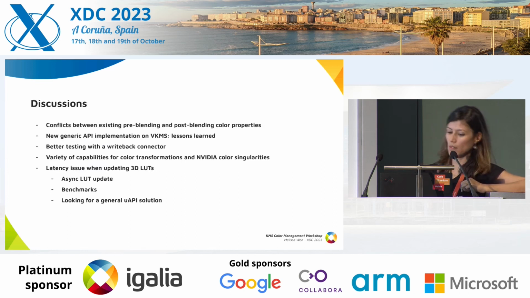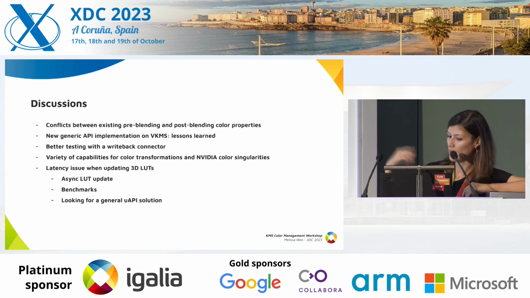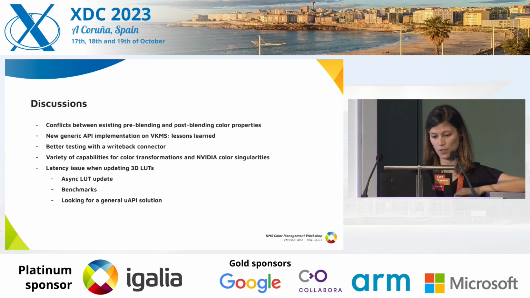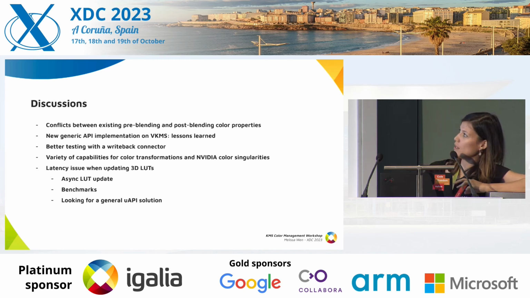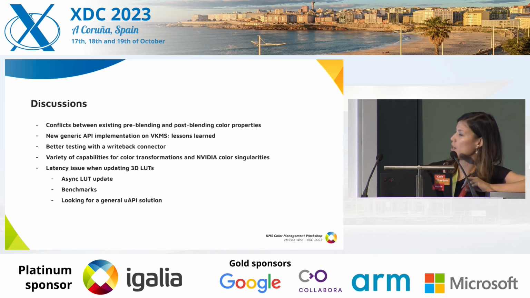So during this Monday, we put some topics on the table, and many of them came from issues that we are already facing in the current work for exposing hardware color capabilities, such as conflicts between existing pre-blending and post-blending color properties, and new generic API implementations on VKMS. Harry shared lessons learned on this work.